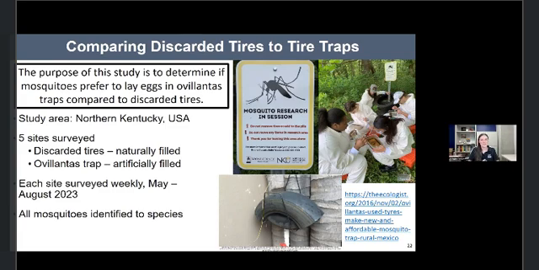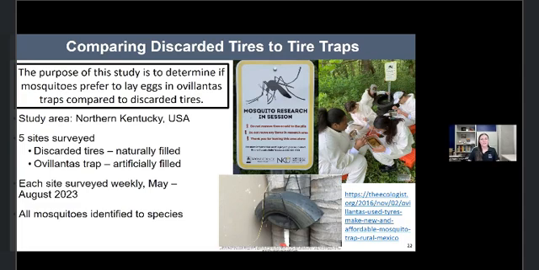Those are a bunch of my students collecting larvae and pupae from our tires. They're wearing their tick collecting suits. That's why they're all in those white suits. So that's one of the projects we're working on right now. So hopefully next summer I can tell you what the results are, and hopefully we have these deployed in people's yards.